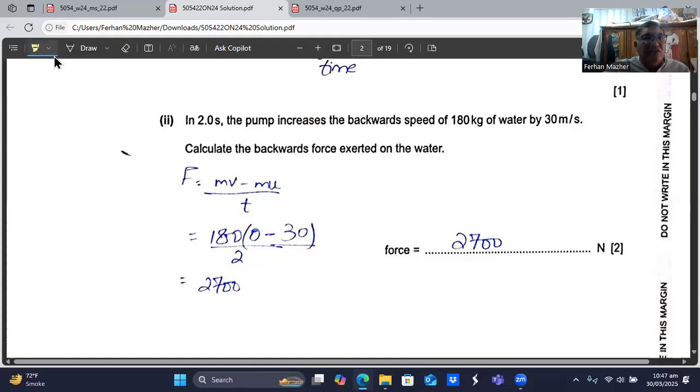So let me take the pen and write here. The final velocity must be 30 and the initial velocity is 0. So 30 minus 0, divided by 2, because it took 2 seconds. So it will be 180 into 30, and that will be divided by 2. That will be 2700. 2700 is the answer. Let's check the answer.